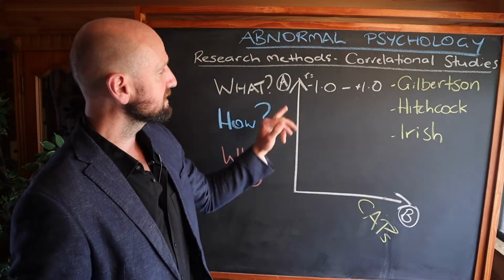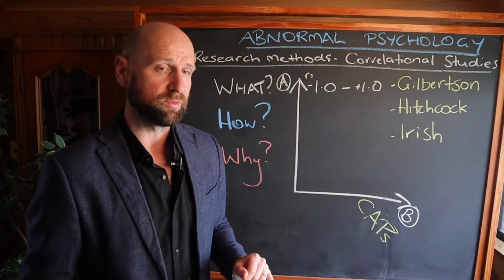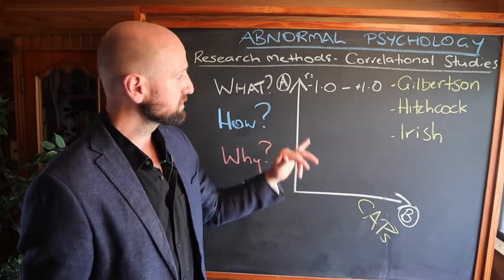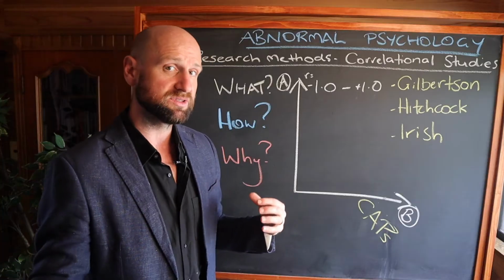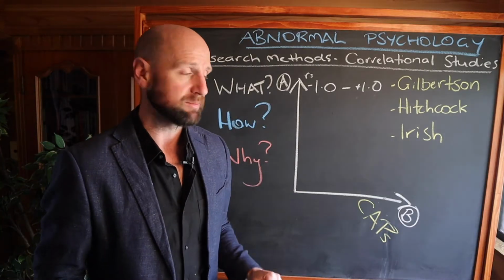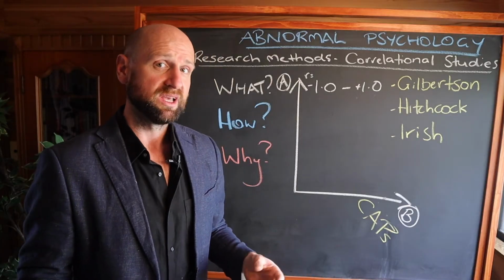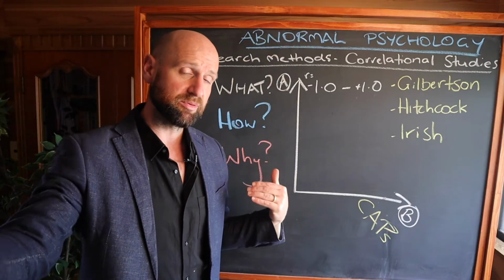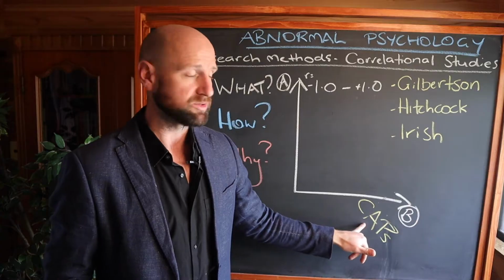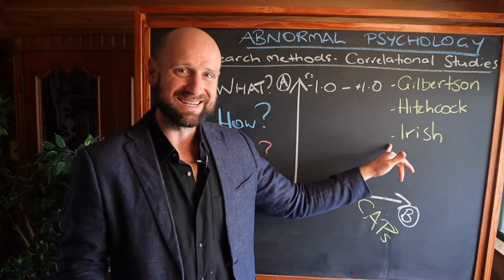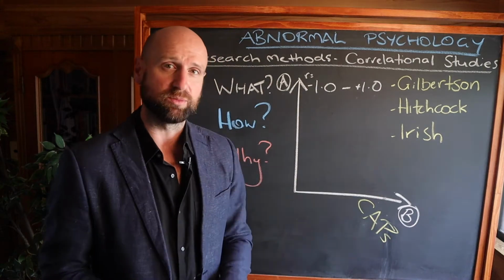But then they also gather data on another covariable. In Gilbertson, for example, this was hippocampal volume, how large the hippocampus was. Their measurement was correlated with CAPS. In Hitchcock's study, they measured negative appraisals in children, so how many negative appraisals was correlated with the CAPS scores. In Irish, one of the correlations they calculated was based on income. Again, that's correlated with CAPS.